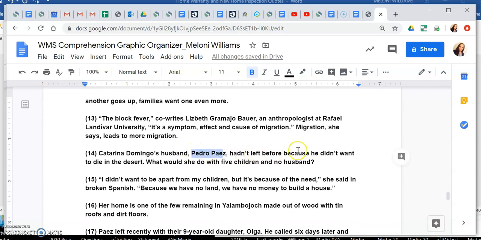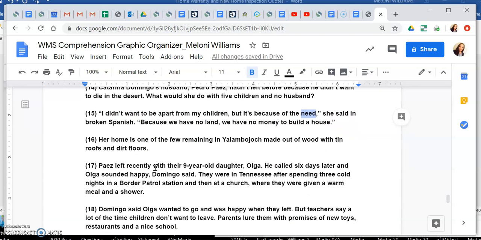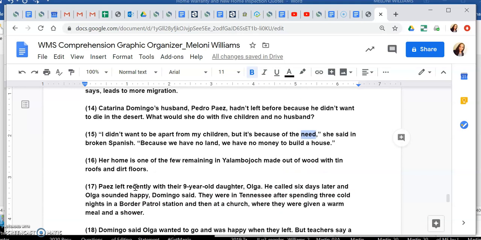So it says, he hadn't left before because he didn't want to die in the desert. What would she do with 5 children and no husband? He says, I didn't want to be apart from my children, but it's because of need. We have no land, no money, and no money to build a house. And then it says, Paez left recently with their 9-year-old daughter. He called 6 days later. It says they were in Tennessee after spending 3 cold nights. So it looks like he took one of their children.